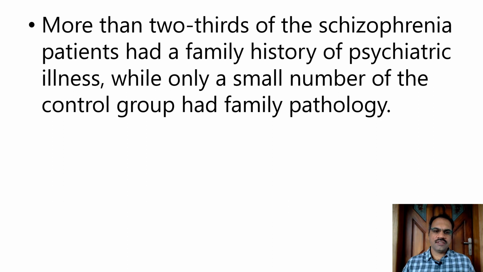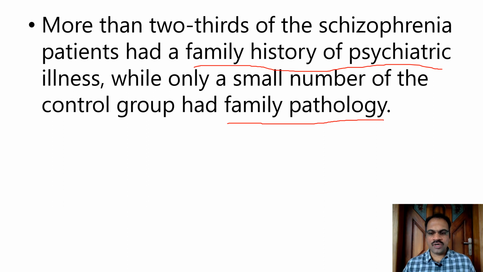So what they are saying here is more than 2/3 of the schizophrenia patients had a family history of psychiatric illness, right? While only a small number of the control group had family pathology. Again, basically what they wanted to convey, if you see their result section, the tables, is that in the control group the family history was less compared to the patient group. But in their attempt to sound vivid or introduce more terms, they used something entirely different and they ended up making a mistake. So this should not happen.